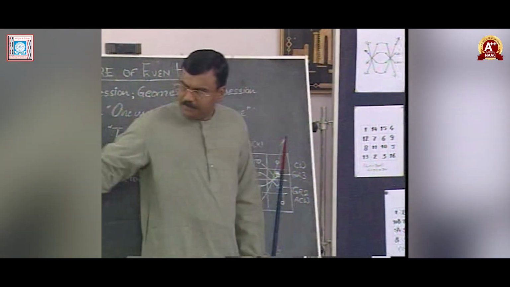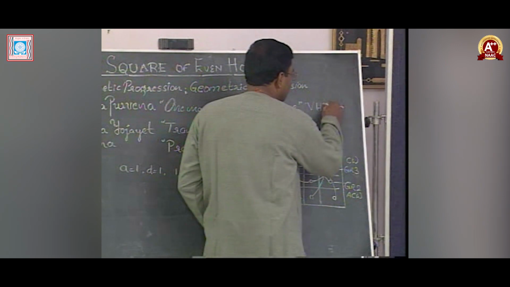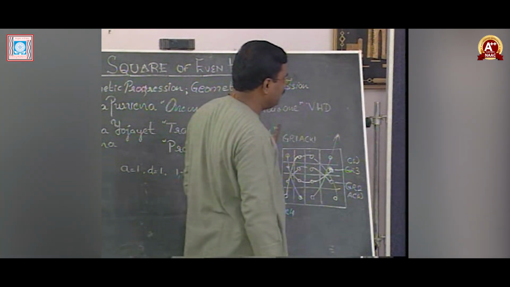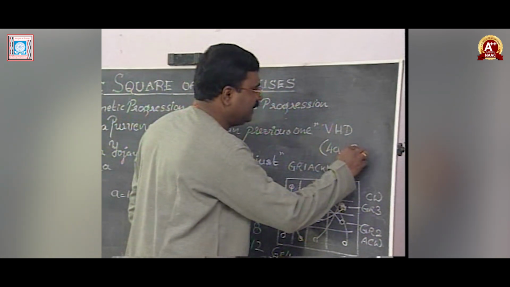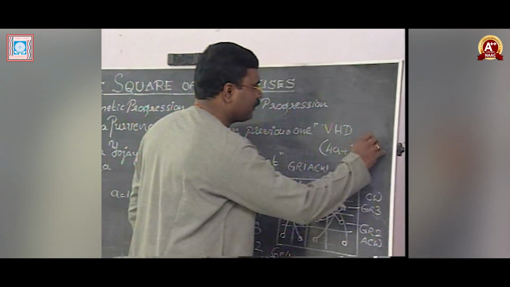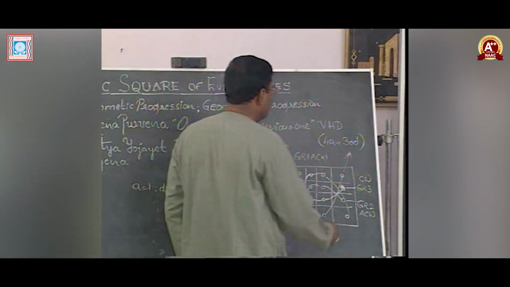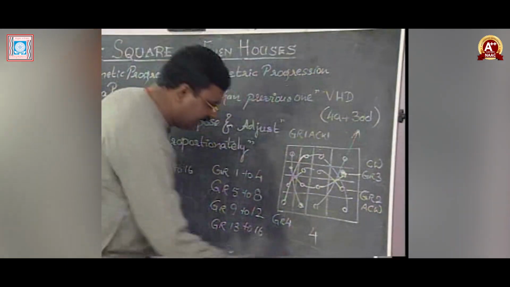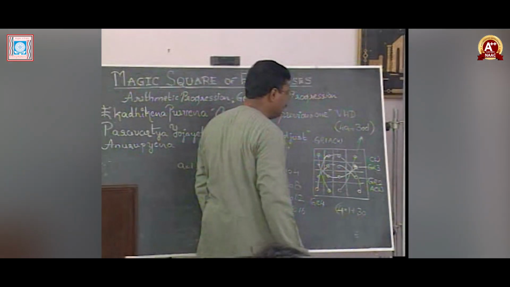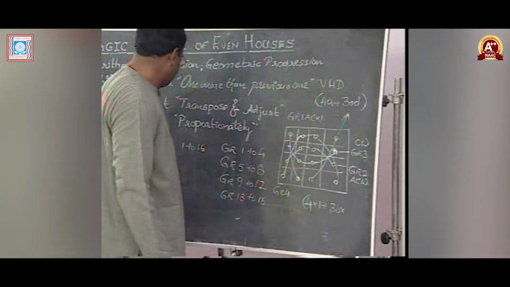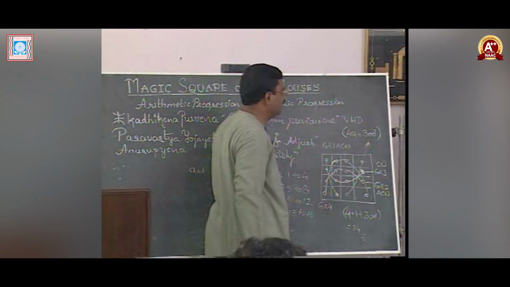Now the sum of the vertical, horizontal, diagonal, how should it be? 4a plus 30d. This being 4 houses, we are considering the 4. A is 1 here, 4 ones are 4, plus 30 is the prime factor. What is the deviation? 1. 30 ones are 30, plus 4 is 34, the sum of the VHD.